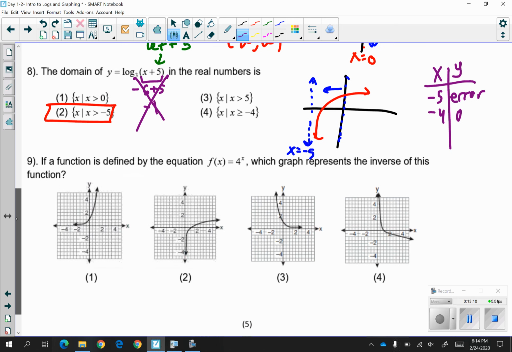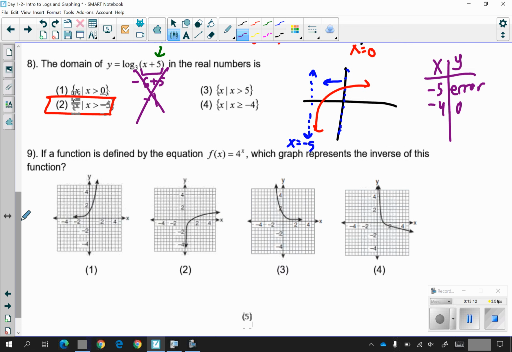And finally, the last one, number 9. They give you an exponential equation. They mention the word inverse. So that means the inverse of an exponential equation is a logarithm, which is choice 2, because 1, 3, and 4 are all exponential equations.